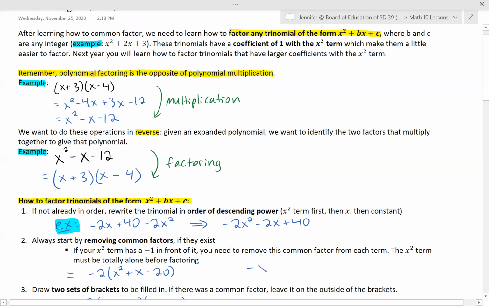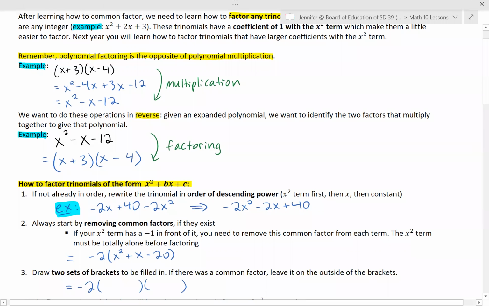Something to keep an eye out for is if your x squared term has a -1 in front of it, so let's say it's like -x squared plus 2x plus 3. That is still a common factor that you have to remove. When we're doing this form of factoring, the x squared has to be fully on its own. So we would have to factor out a -1, leaving us with x squared minus 2x minus 3 in that situation. Always take out any common factors.